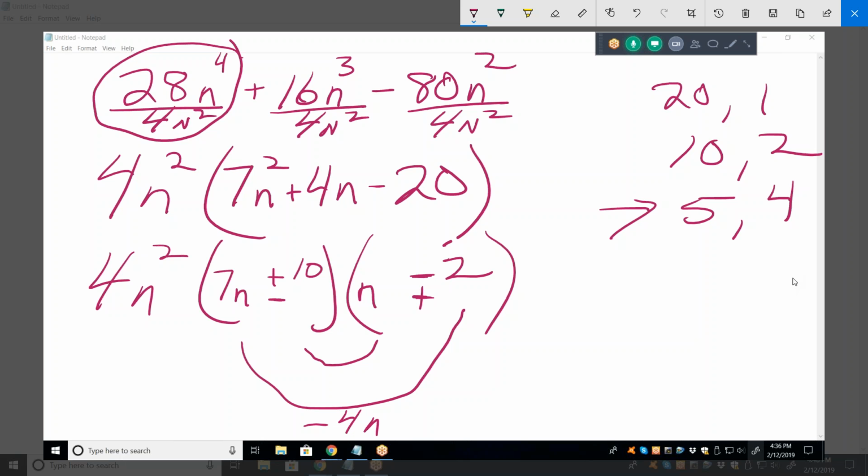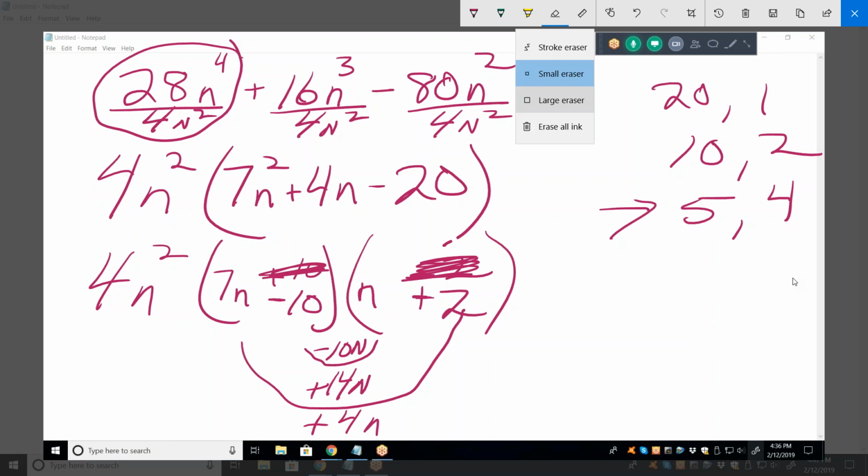You don't move the 2 to the left and then switch the signs. What you do is you move the 10 down to the negative sign, and you move the 2 down to the positive sign. Now that's going to give you minus 10n plus 14n. That gives you plus 4n. So whenever you get the right number for the middle but the wrong sign, you just have to move the numbers down to the other sign. And that would be the final answer.